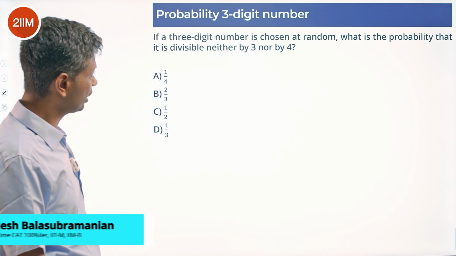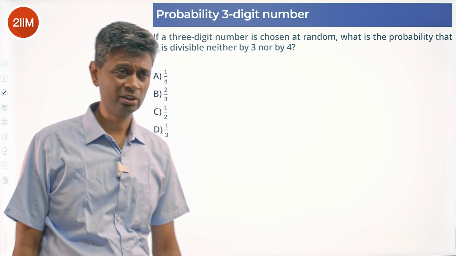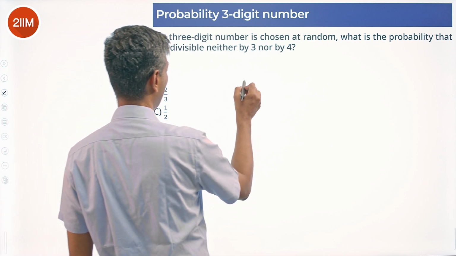A 3-digit number is chosen at random. What is the probability that it is divisible by neither 3 nor 4? 3-digit numbers, there are totally 900 of them.